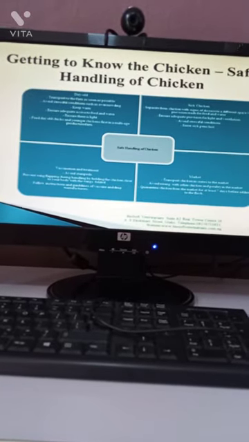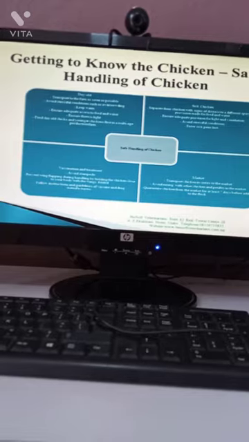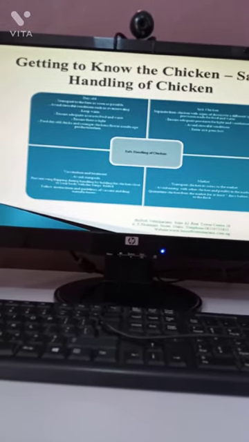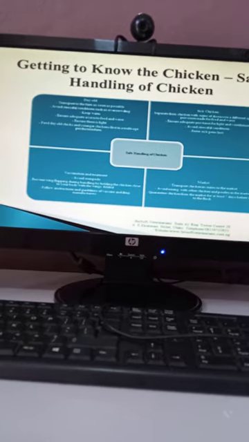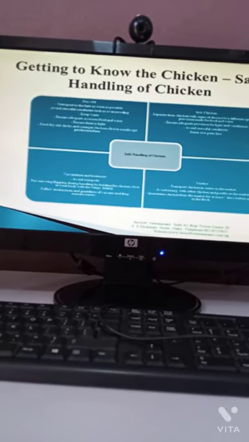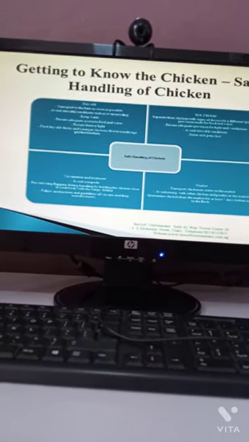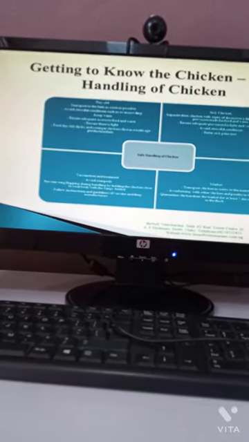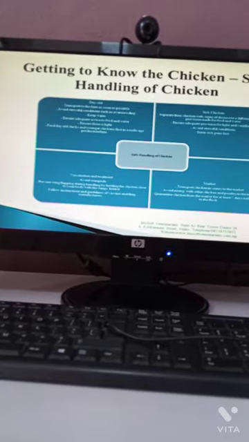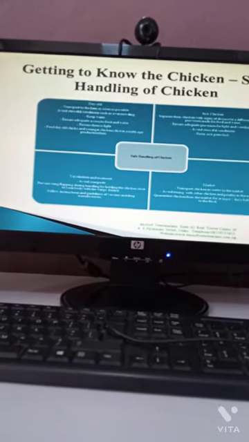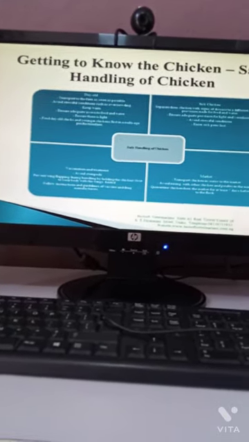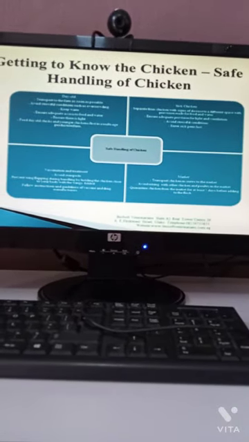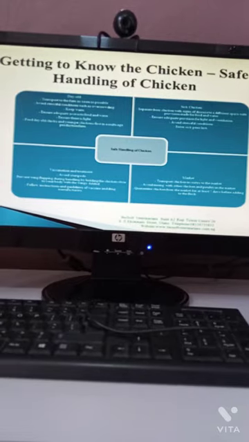If you have sick chicken, you should separate them into a separate room and provide food and water for them. You should not allow the sick chicken to mix with healthy ones because of the risk of continuous dissemination of disease agents to other birds. So you have to monitor your birds every day to make sure that they are in good condition.